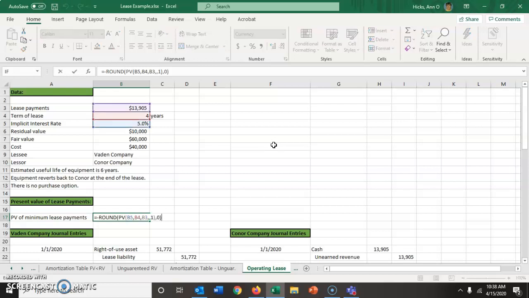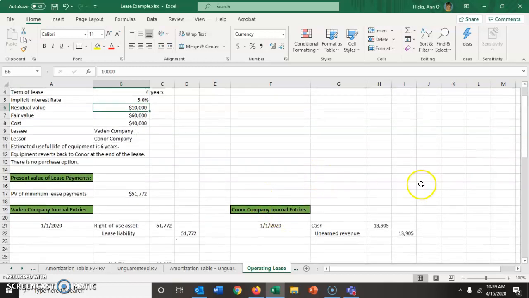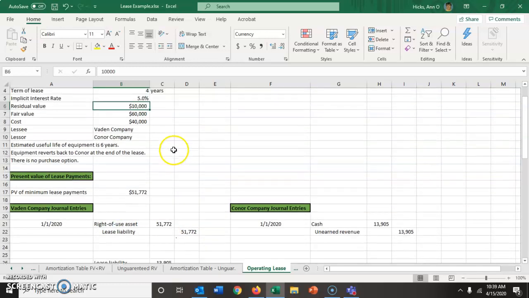And so what we're looking at is present value of minimum lease payments of $51,772 because of the higher residual value. And if we take that as a percentage of the fair value, it's only 86%. So in essence, we don't meet the present value test either. And with a residual value of $10,000, it's safe to say that there is alternative use for this asset. So bottom line, we have failed all of the tests to account for this as a finance lease, and we will therefore account for it as an operating lease.